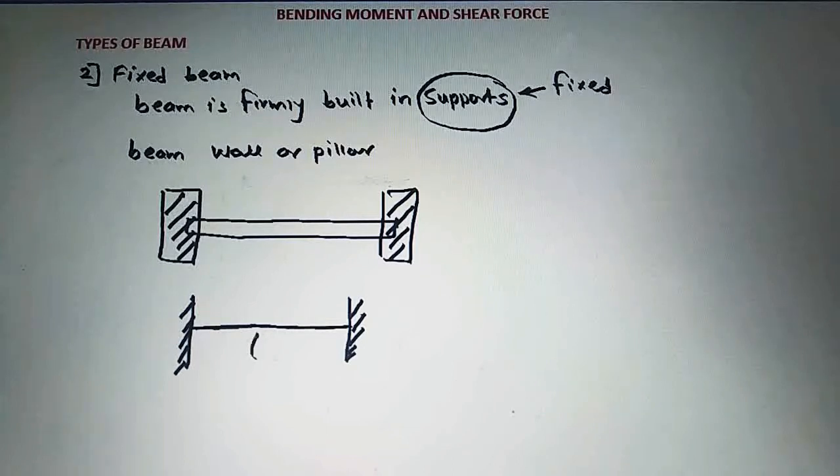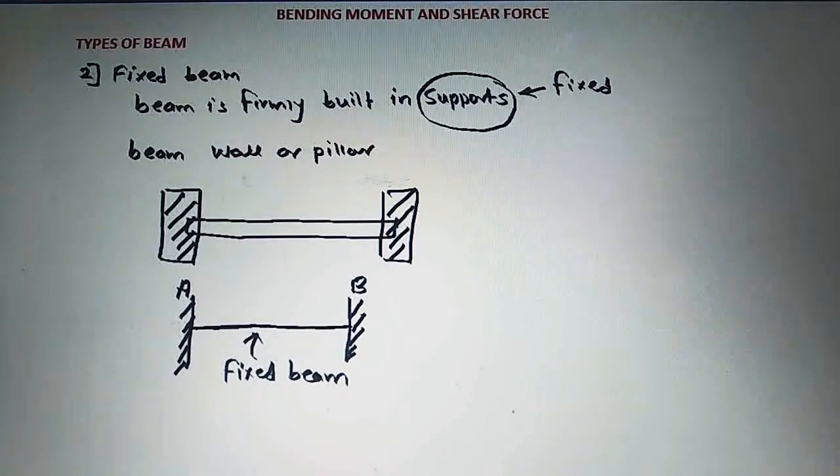So this beam is now, we can call it a fixed beam here, and these are the two supports. We are taking the fixed support at the left end, that is A, and the fixed support at the right end, that is B. So these A and B are the two fixed supports applied on this beam. Because of that, this beam is called a fixed beam.